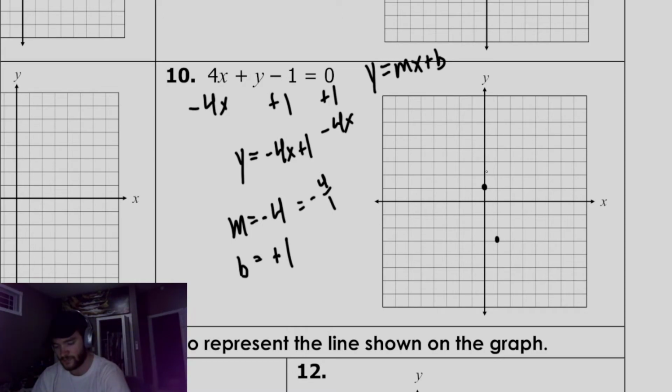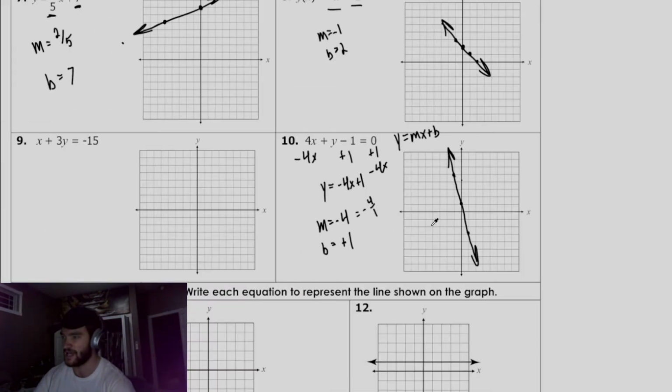I'm going to go up 4: 1, 2, 3, 4, to the left 1. Now we look like this, right? Perfect. And that's all you'd have to do for those, okay? Just get it in slope-intercept form, y equals mx plus b, graph it, call it a day.